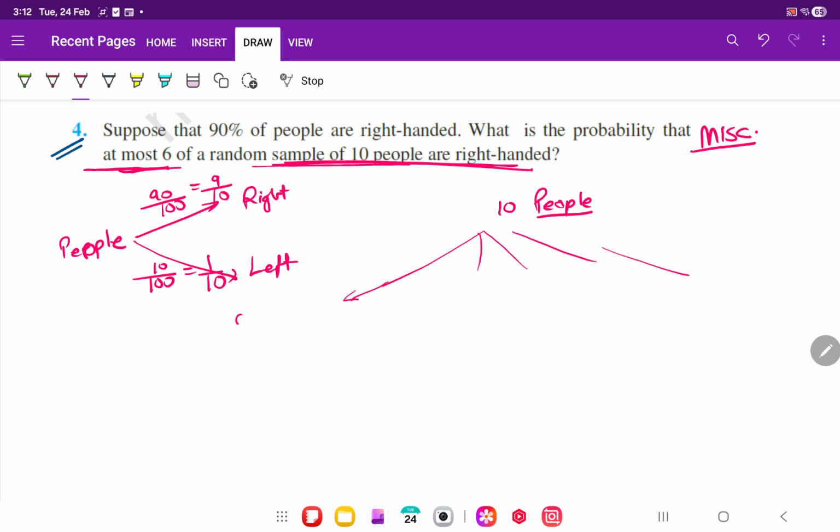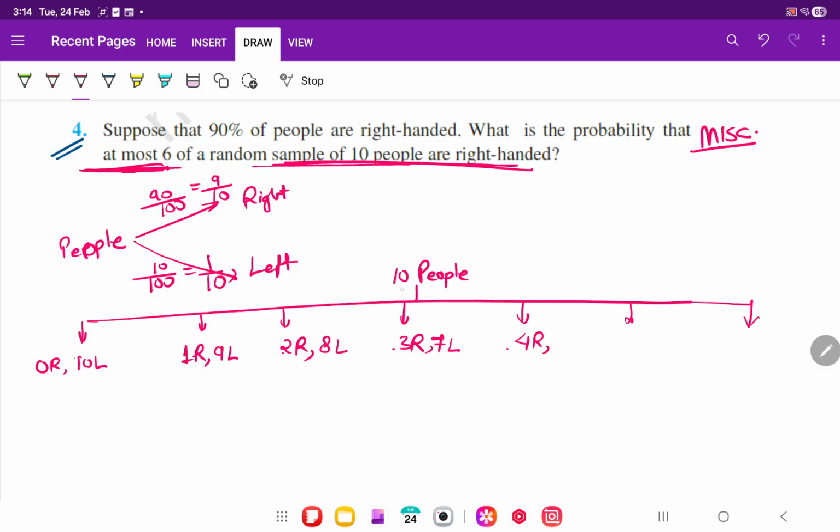There is a possibility that 0 are right-handed and 10 are left-handed. It is possible. Or 1 is right-handed and 9 are left-handed, correct? Or 2 are right-handed and 8 are left-handed. These are possibilities because you want at most 6 right-handed. So let me write it again clearly. I have made a table.